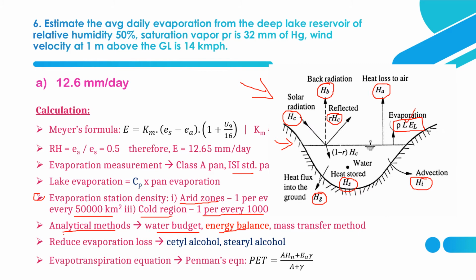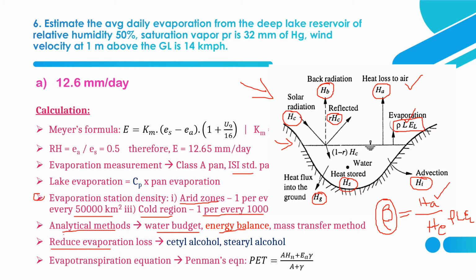Here L is the latent heat, and there is something called Bowen's ratio. It is denoted as beta, that is the ratio of Ha divided by He. So what is actually Ha? Heat loss to air. And what is He? He is rho L into El, that is heat energy used in evaporation. So Ha we know, heat loss to air, and He is rho L El. This is called Bowen's ratio. This is an important term regarding the energy balance method.